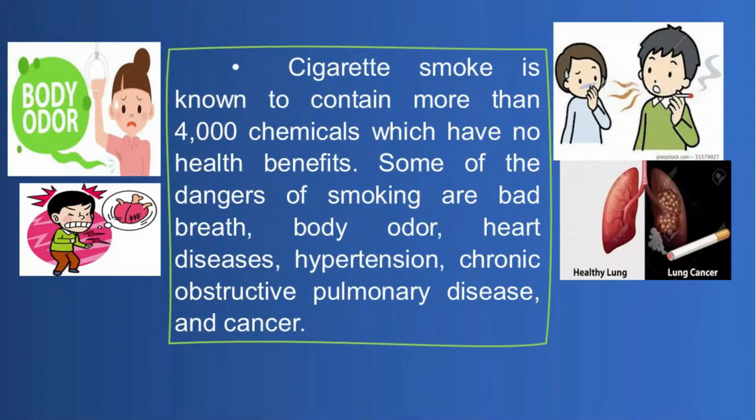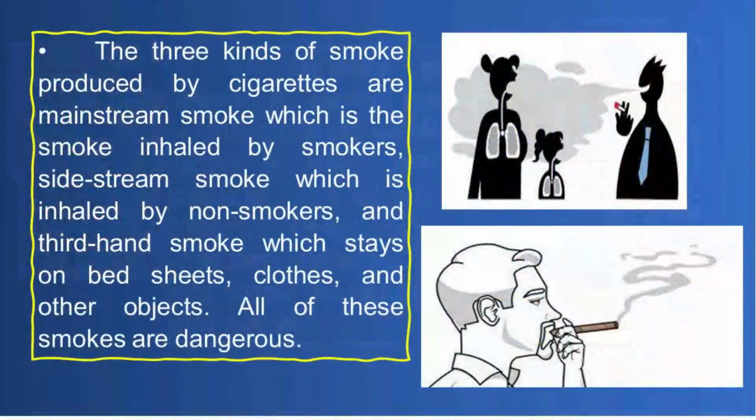Cigarette smoke is known to contain more than 4,000 chemicals, which have no health benefits. Some of the dangers of smoking are bad breath, body odor, heart diseases, hypertension, chronic obstructive pulmonary disease, and cancer. The three kinds of smoke produced by cigarettes are mainstream smoke, which is the smoke inhaled by smokers, sidestream smoke, which is inhaled by non-smokers, and third-hand smoke, which stays on bed sheets, clothes, and other objects. All of these smokes are dangerous.